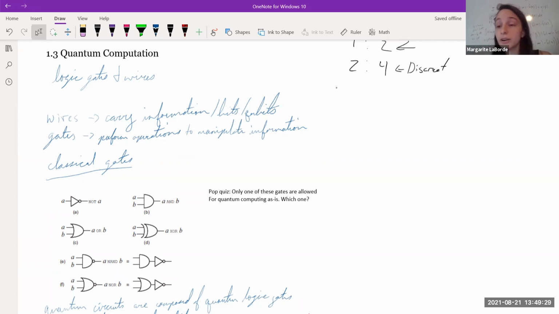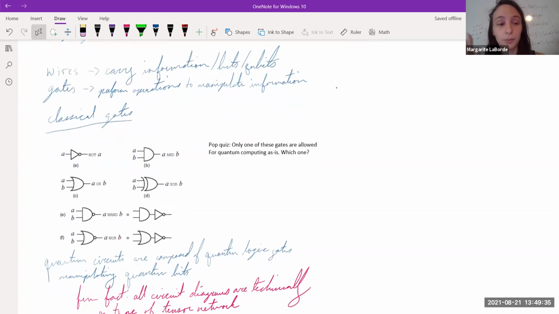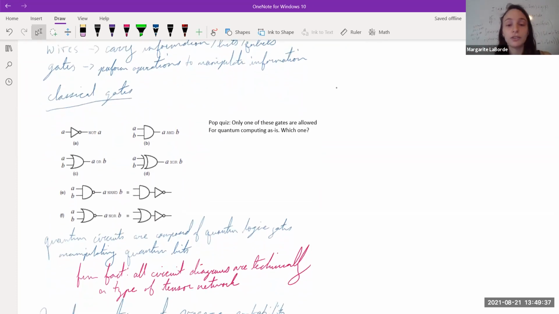So wires just carry your information. Classically, that's bits. Quantum mechanically, that's qubits. You just put quantum in front of it and it makes it better. And then your logic gates perform operations to manipulate the information. So you don't let your wires change your information, typically. You do that in logic gates. So even if your wires were physically changing things, you would pretend like they didn't, and you would just insert a gate there in your theoretical circuit. That's how we treat that.